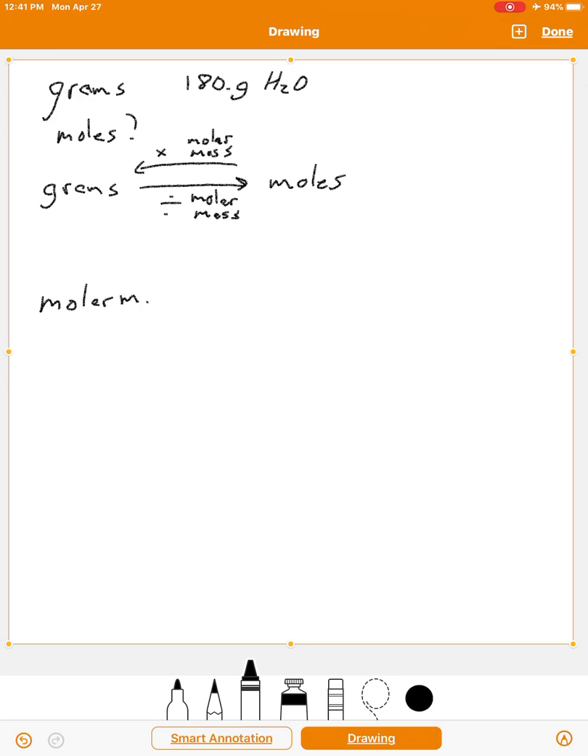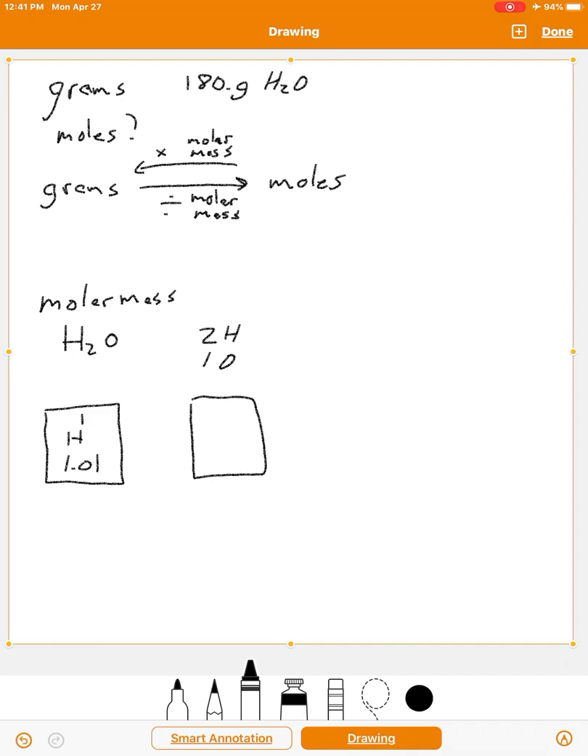Here's how you find molar mass. You take your chemical formula. This means that there's 2 hydrogens and 1 oxygen, H2O. And then you look up their atomic masses in the periodic table. So you look up H and you look up O. The atomic masses are here. Those are the numbers you want to use.